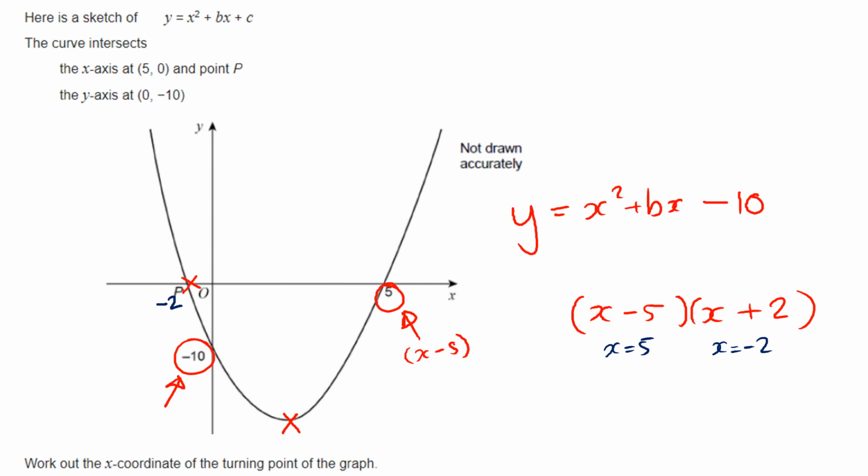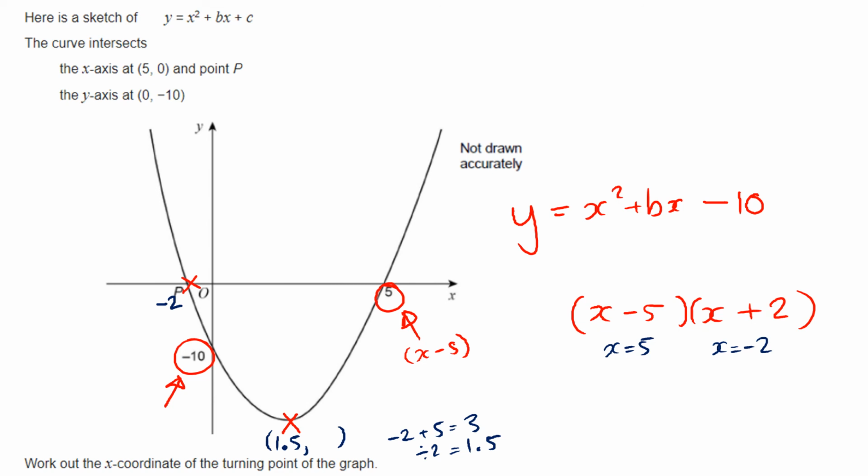If we want to find the turning point of the graph, we need to find the middle of those two things. So we would go -2, add 5 is 3, and then divide by 2 gives you 1.5. So the turning point here is 1.5 something, and we're done.